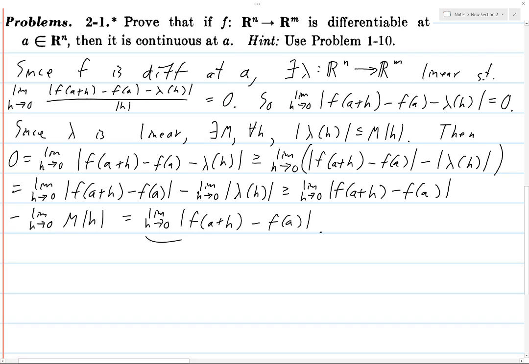Okay, so we know that this limit here is less than or equal to 0. But it's an absolute value, or it's a limit of positive numbers, so whatever the limit is, it has to be greater than or equal to 0. So, thus, the limit as h goes to 0 of f of a plus h minus f of a, this limit must be precisely 0. Alright, so this limit equals 0. And that's basically it. That's all you need for continuity at a.